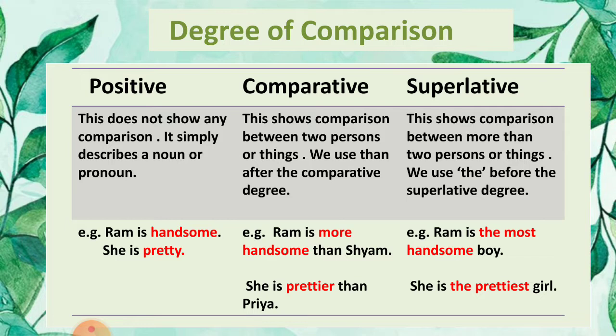Similarly, she is the prettiest girl. Now here she is compared to all the girls and it is said that she is the prettiest, right? That means the prettiest girl. Okay, so when we compare one thing with more than two things, then we use the superlative degree.